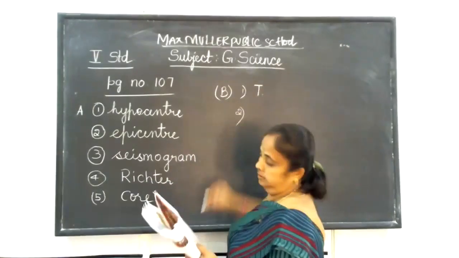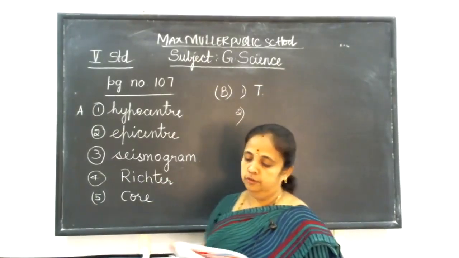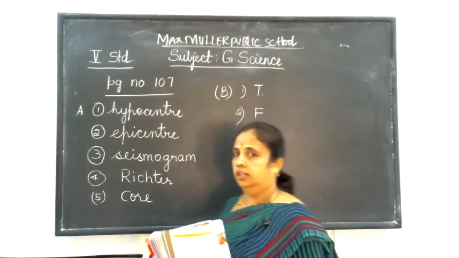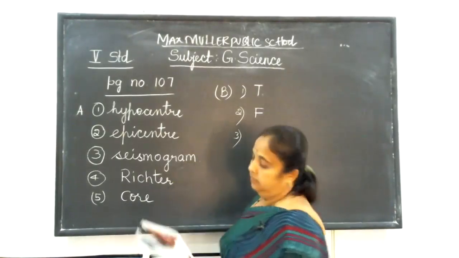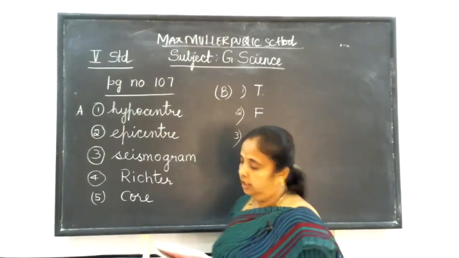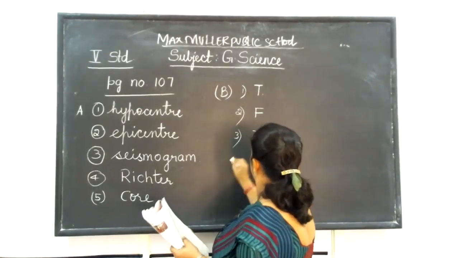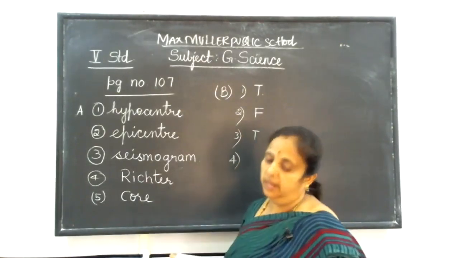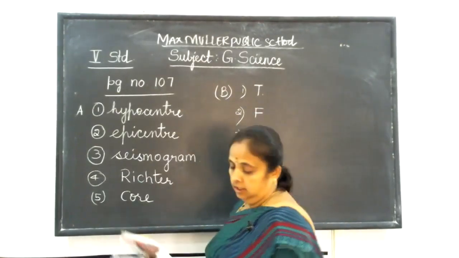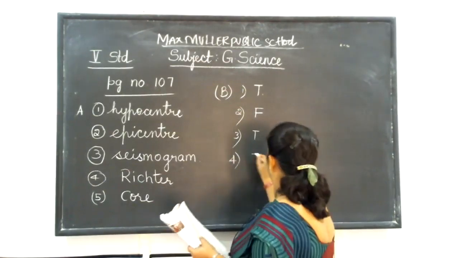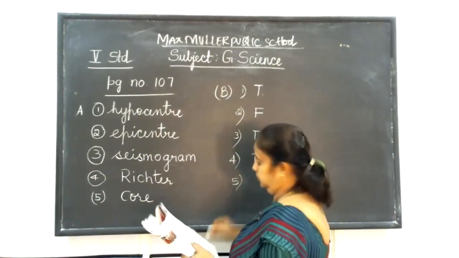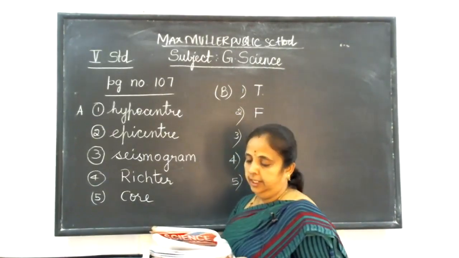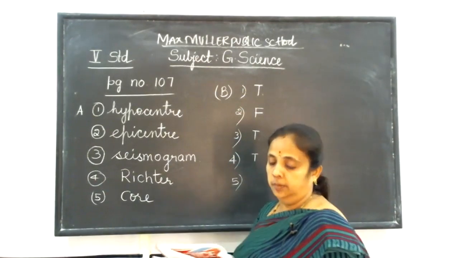Second, the earth is made up of 4 layers. Just now we studied it is 3 layers: core, crust, and mantle. Third, the crust is the outer layer of the earth. Yes. The inner is core, outer is crust, and the middle is mantle. Fourth, the second layer of the earth is called the mantle. True.